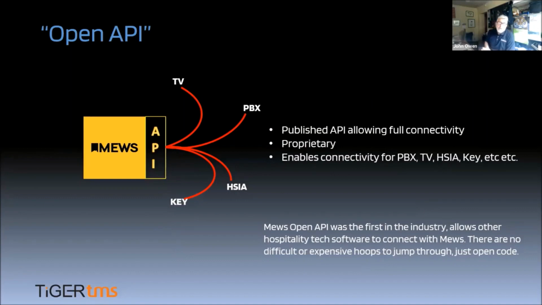A lot has also been talked about in the industry about open APIs, and Muse were the first PMS company to introduce an open API. What this means is that Muse publish their own standard for interfacing, and third-party companies can write to that standard to connect whatever application they have to the Muse PMS, be that a TV system, a telephone system, internet, or whatever.